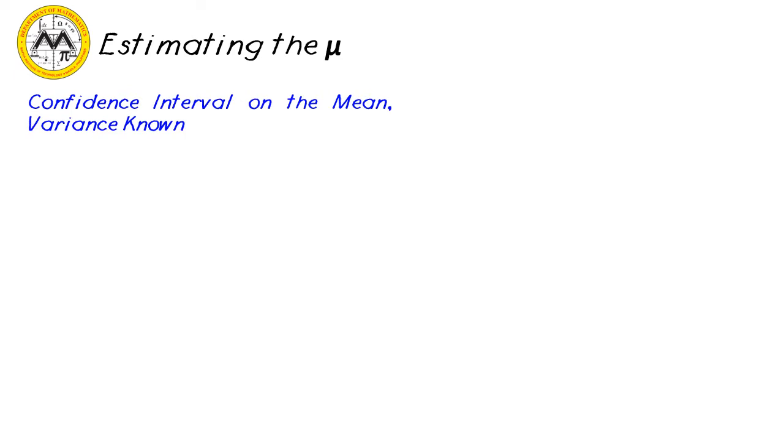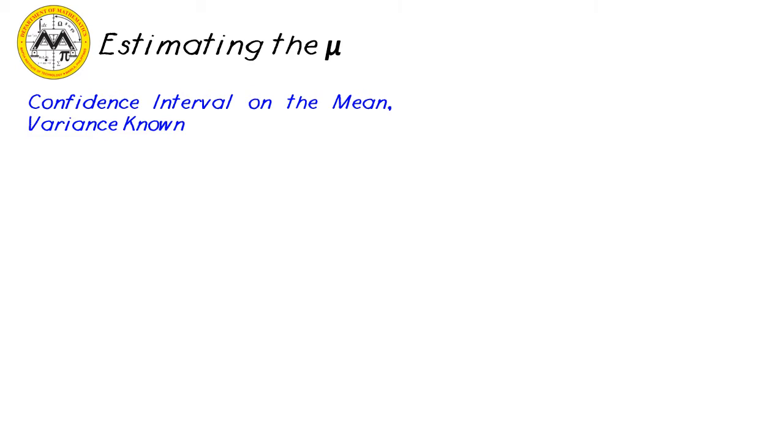Estimating mu. So the first parameter that we will be estimating would be the mean. If we are estimating means, there are two possible scenarios. We can have the large sample or the small sample. So if it is a large sample case, we're going to use the normal distribution.